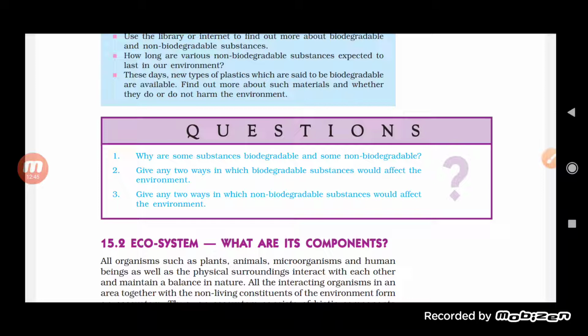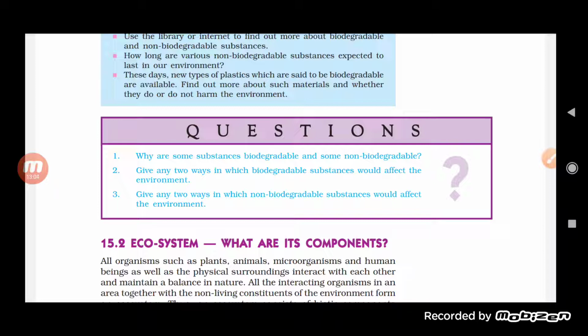It is not having any kind of side effect or harmful effect in our environment. So this is the way by which we can convert the biodegradable substances into compost and it can be used again and again.